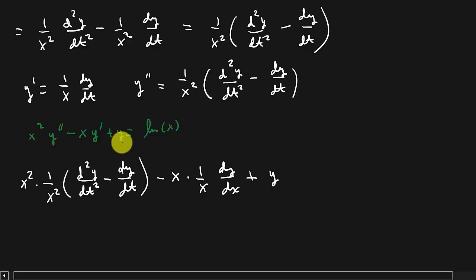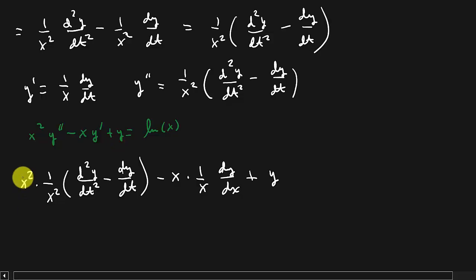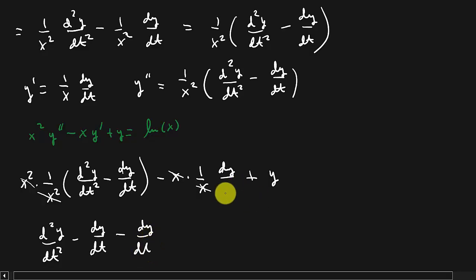All right, so let's see, what does that give us? Well, look at this. Isn't that nice how that and that cancel out? And I'm left with d2y/dt2 minus dy/dt minus dy. Oh, I put an x right there. That should be a dt. dy/dt plus y equals natural log.